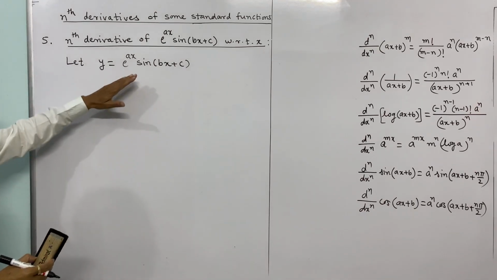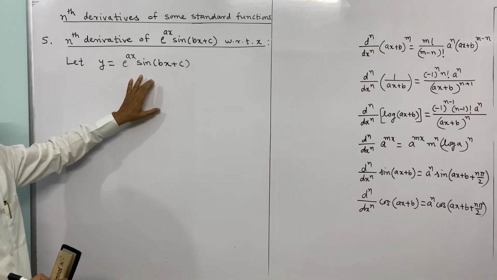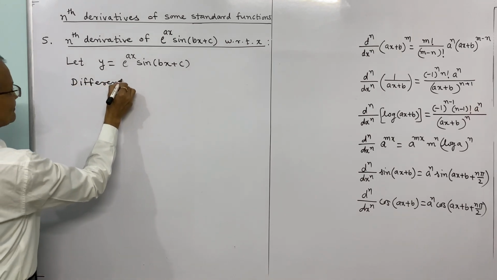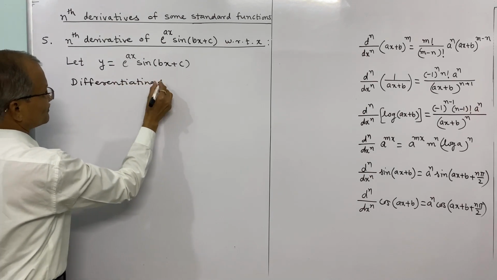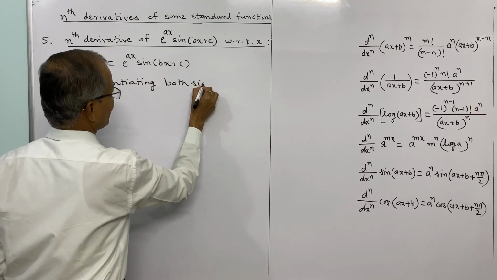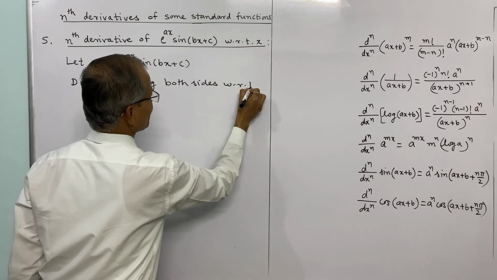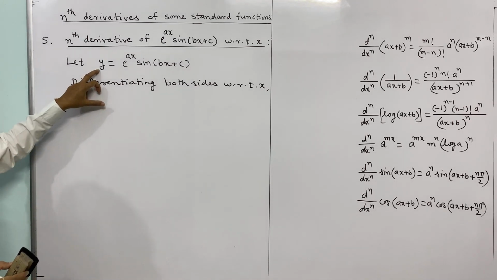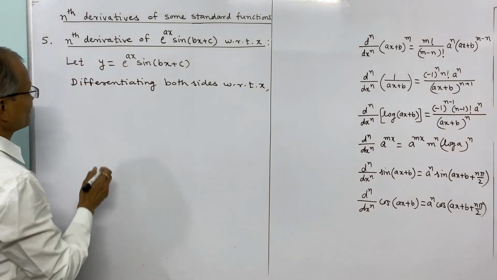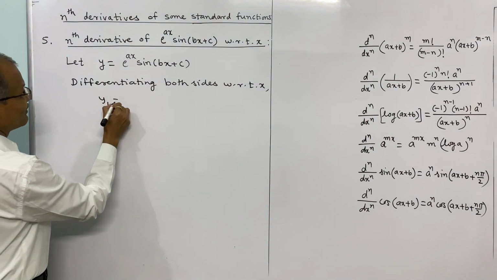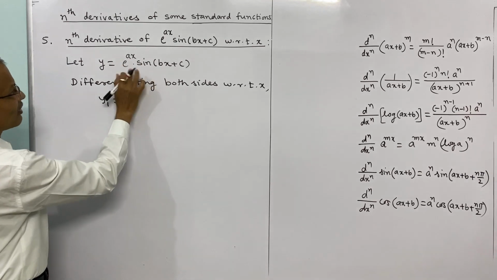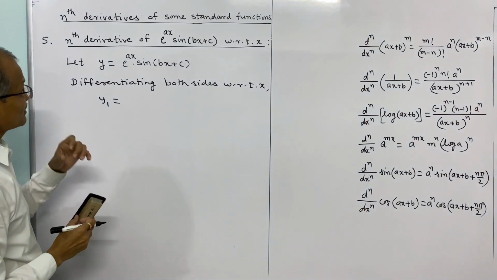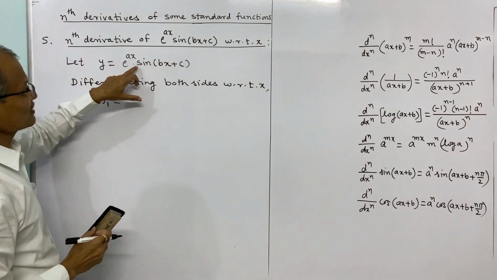We differentiate this first one time with respect to x. Differentiating both sides with respect to x, the left side gives the first derivative of y, that is y1. So we get y1 is equal to, on the right side, the product of two functions. So we must use the product rule. And using the product rule, we take the derivative of the first and write the second as it is.